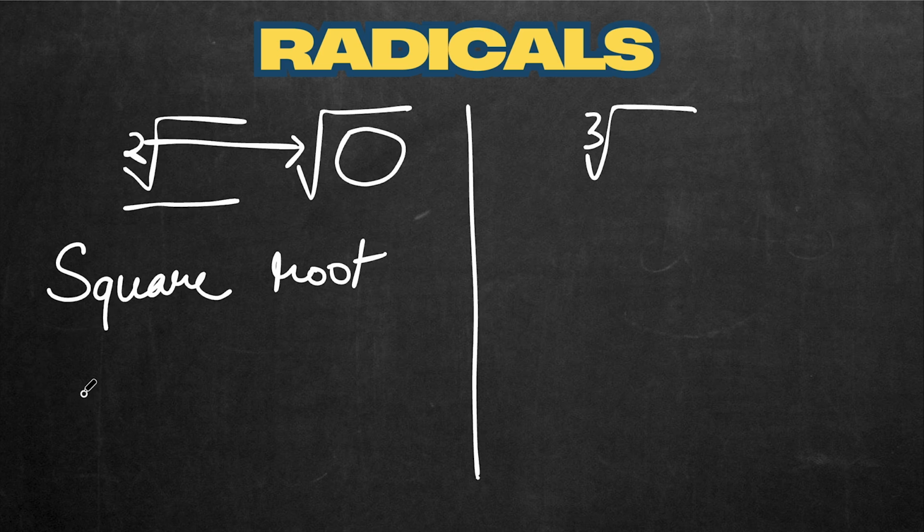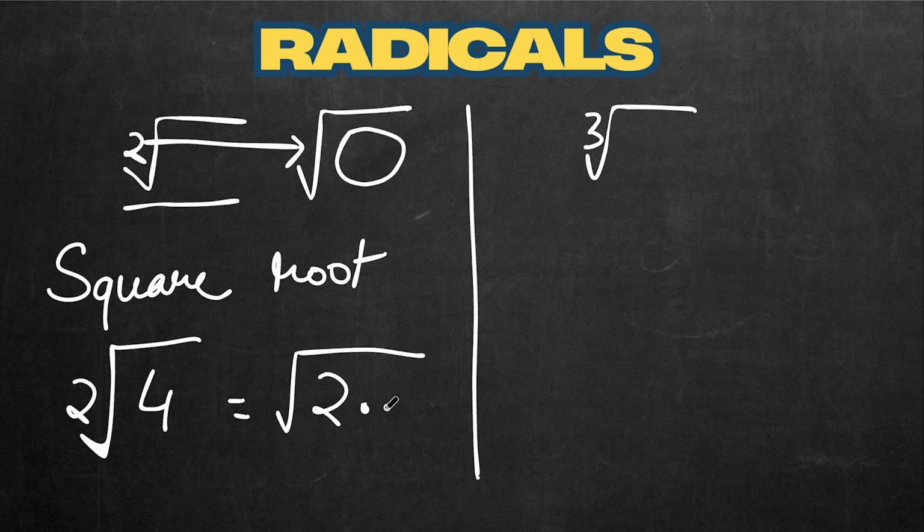So for example, if I have square root of 4, it means that it is square root of 2 times 2, which means my final answer should be 2. So square root of 4 is 2. Okay, you remember, the opposite of this is square, where 2 times 2 is 4. The square of 2 is 4.